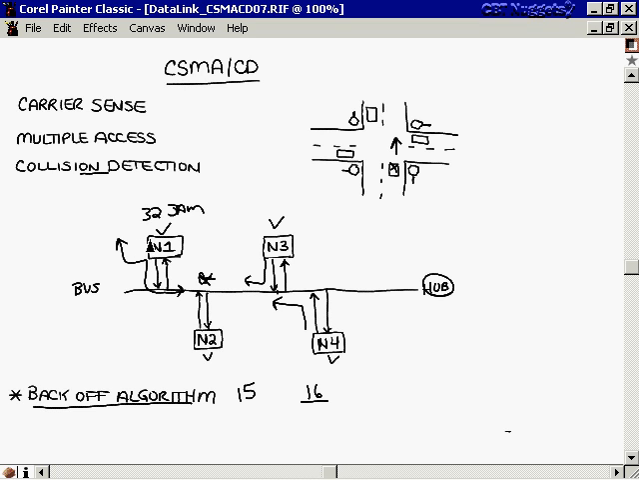Let's say it was a TCP packet, then the TCP packet will time out and say, I haven't been acknowledged sending that packet, so let me try it again. So there you have the process of CSMA-CD.